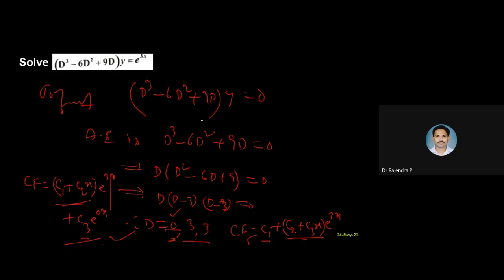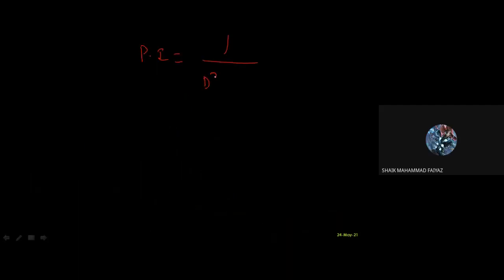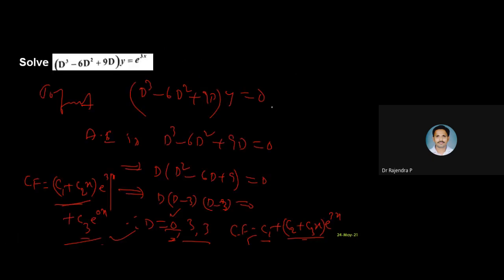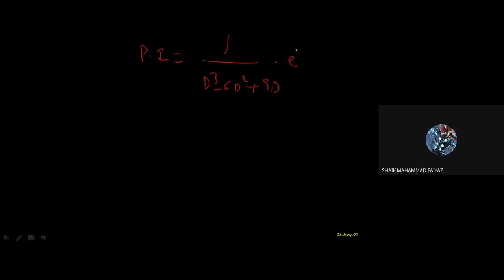D cube minus 6D square plus 9D, into what is our function? e to the power of 3x. So it is in the e power ax form, so that I can directly apply this shortcut. What is the coefficient of x here? 3. Try to substitute it in this. What has happened? If I substitute 3, 27 minus 6 nines are 54.